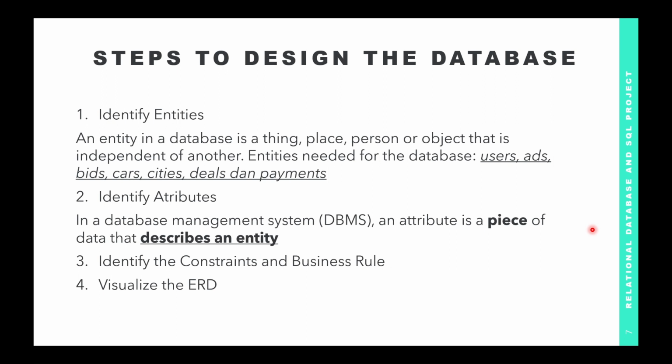After that, we need to identify the attributes. An attribute is a piece of data that describes an entity. Third, we need to identify the constraints and the business rules, and then we have to visualize the entity relationship diagram in order to know the relationships between those entities or tables.